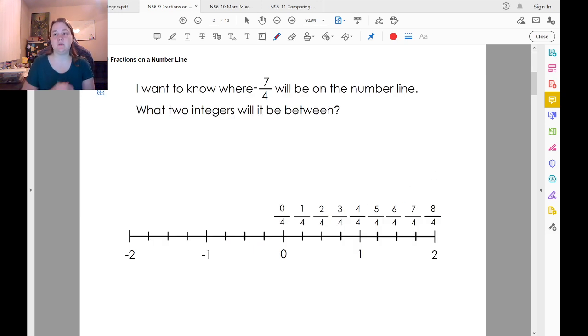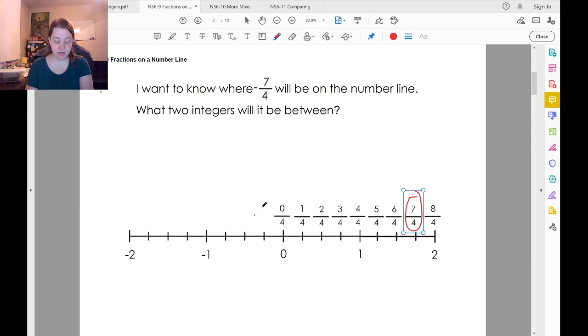They want to know where -7/4 will be on the number line, and what 2 integers it will be between. So let's go ahead and look at +7/4. When we find +7/4 on the number line, it's in between the 1 and the 2, and it is closer to the 2. Let's see if that's similar on the negative side.